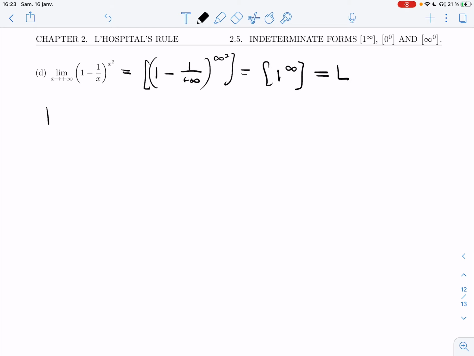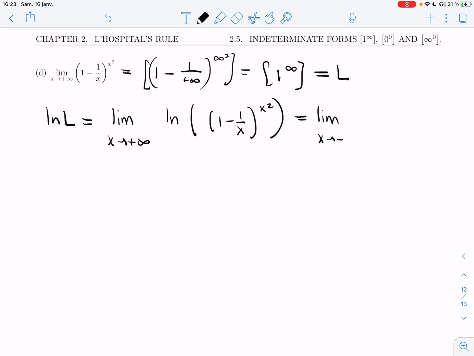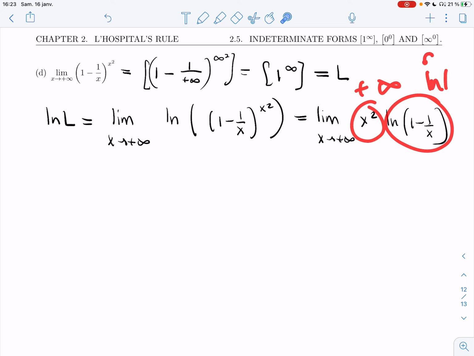I'm going to call that L. I'm going to look at ln of L. That's to make sure I'm able to transform this exponent into a product and apply L'Hopital once I get it to a quotient. I'm going to take that x squared and pull it up in front. And then this part is infinity, this part is log of 1, which is 0, so I have 0 times infinity. I need to take one of them down.